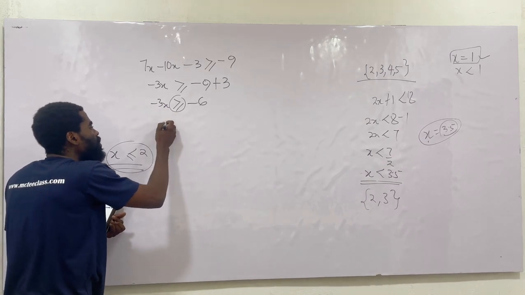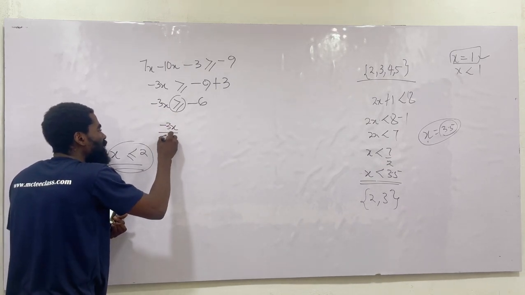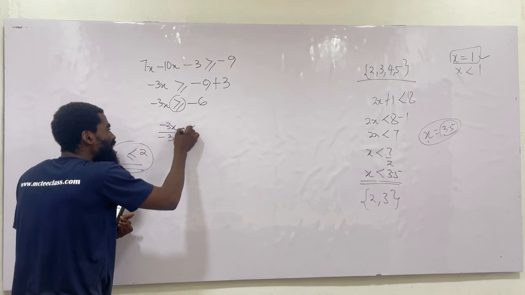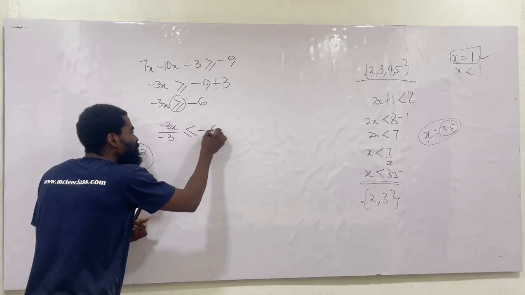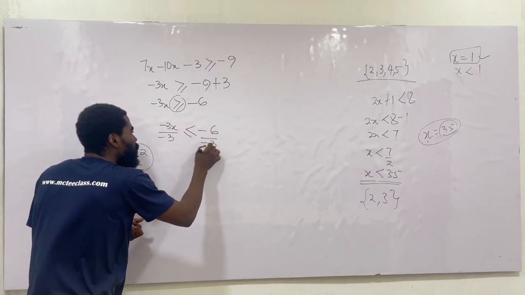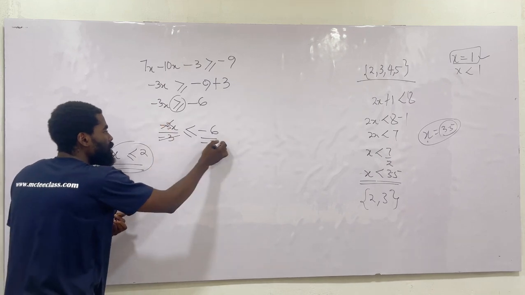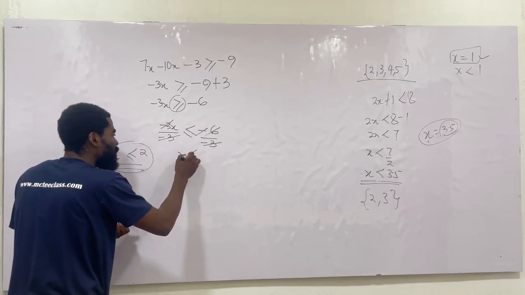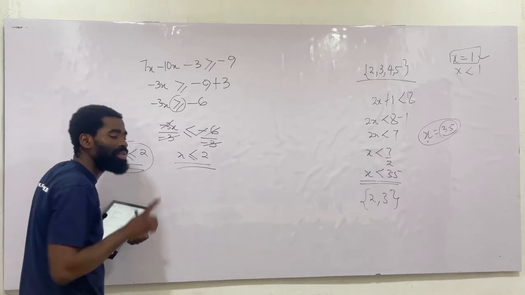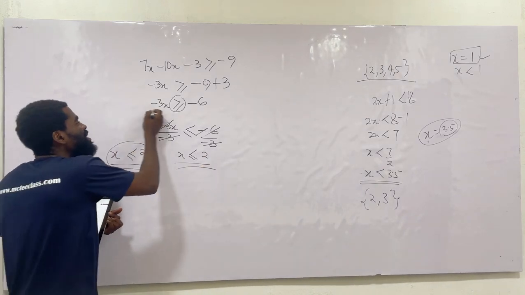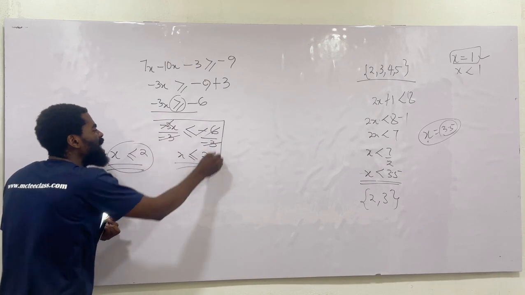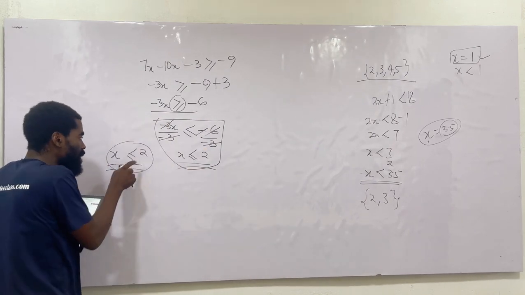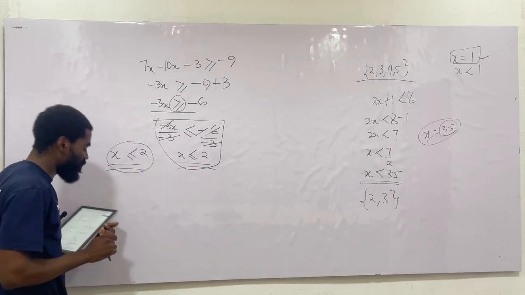So this will give me negative 3x over negative 3. Then I'll get less than or equal to negative 6 over negative 3. This will cancel that. This will also cancel that. And that gives me x is less than or equal to 2. Then I go and shade the answer. But if you do this and you get here, you don't have to. This is not necessary. Nobody looks at this. If you're sure, you just go and shade your answer and you're fine.